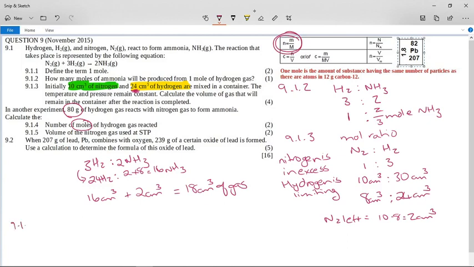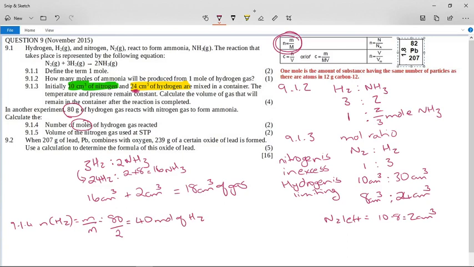So for 9.1.4, we're going to say the number of moles of hydrogen is going to be equal to the mass over the molar mass. So it's going to be 80 over, what is the molar mass of hydrogen? Well, on the periodic table, hydrogen weighs 1, but it's a diatomic molecule. So it's going to be 1 plus 1 is 2. So we will then have 40 moles of hydrogen gas reacted.